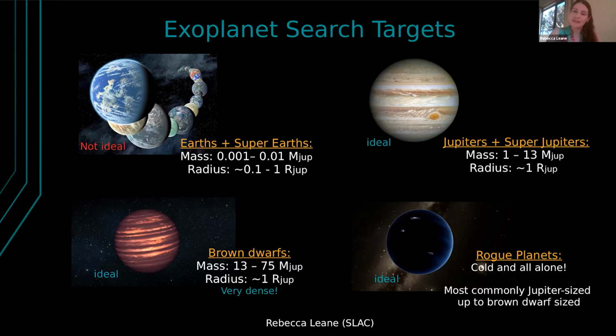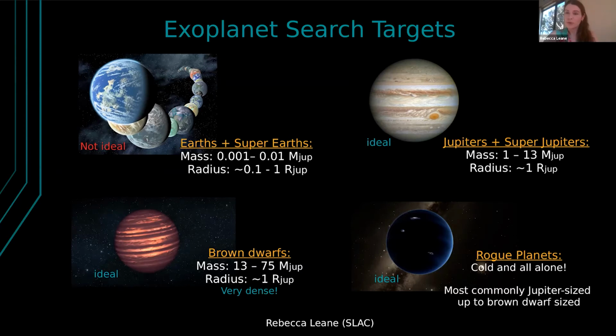Lastly, there's this class called rogue planets. Now, rogue planets are planets that have been either ejected from their parent system, so they can just fly out, or they can form in molecular clouds like stars. But these are wandering all alone, cold, in dark and empty space. So they have nothing nearby, they're not orbiting something.